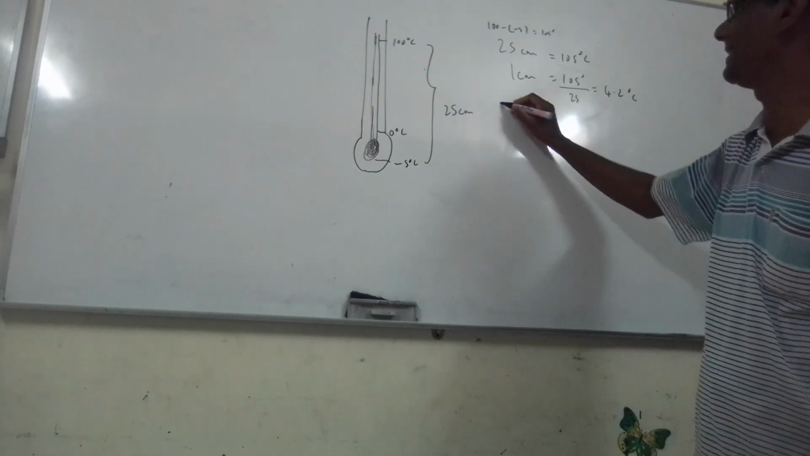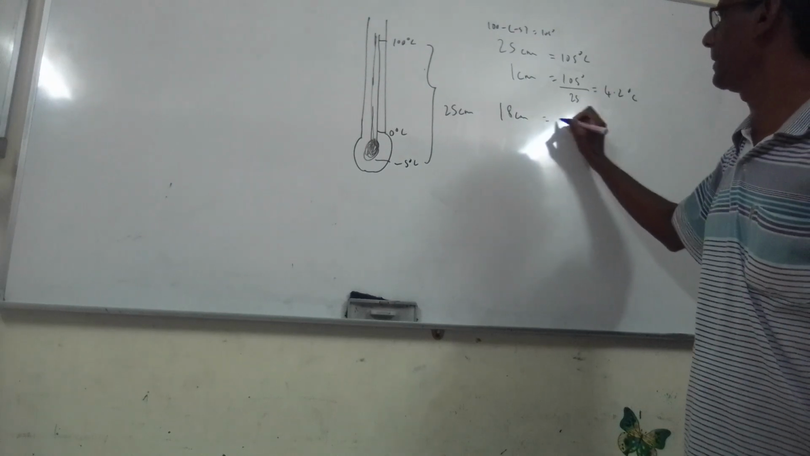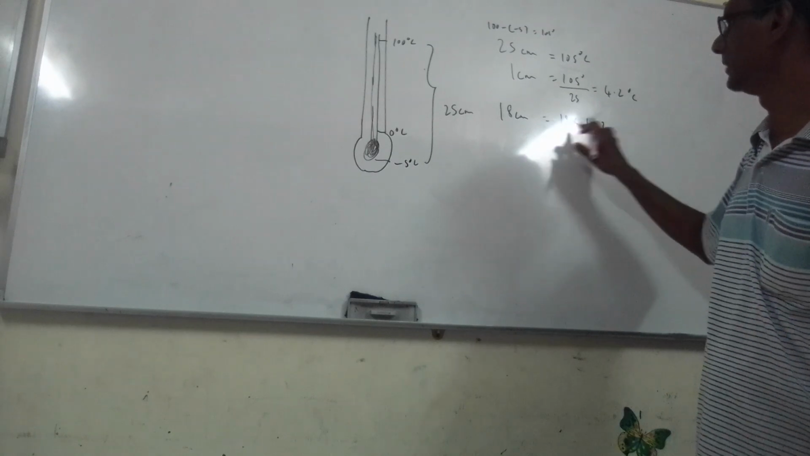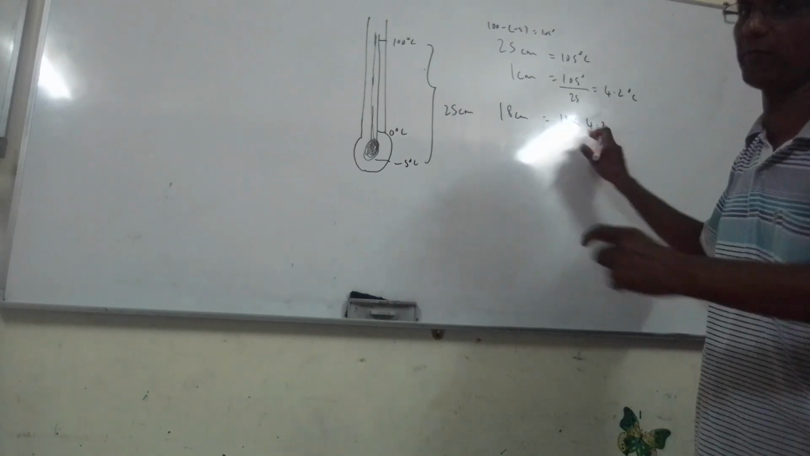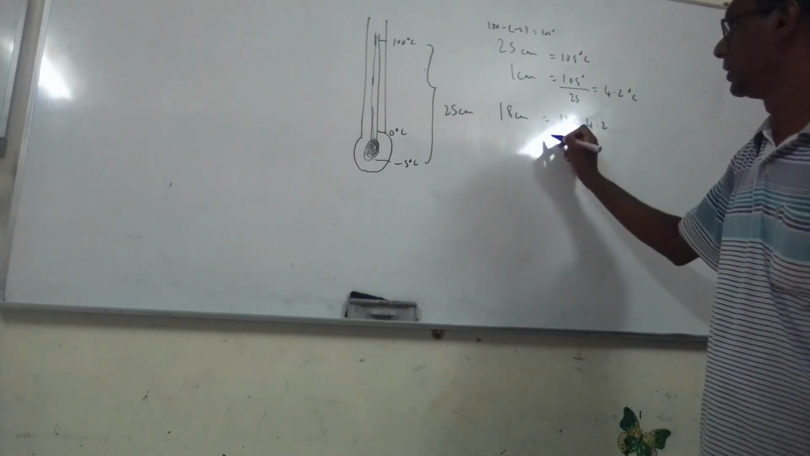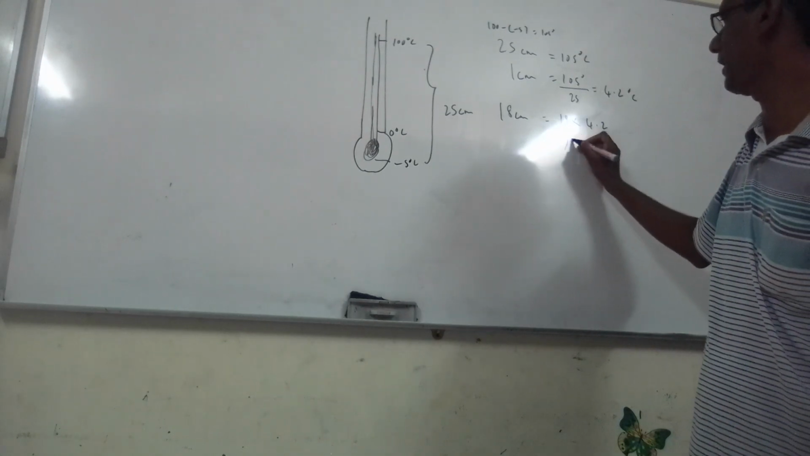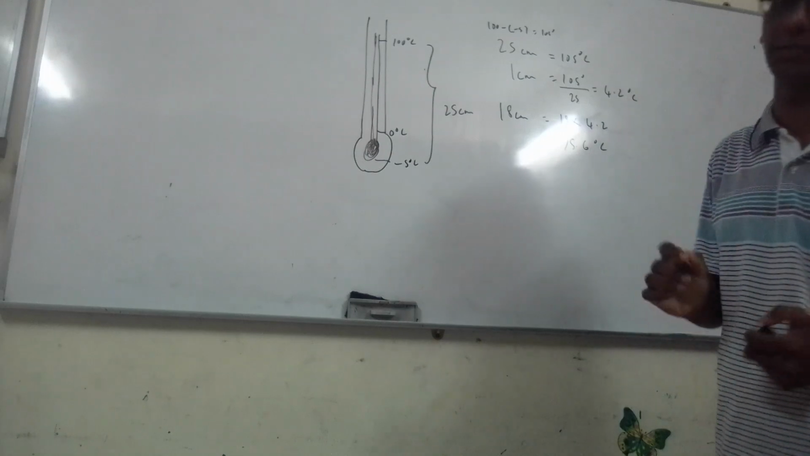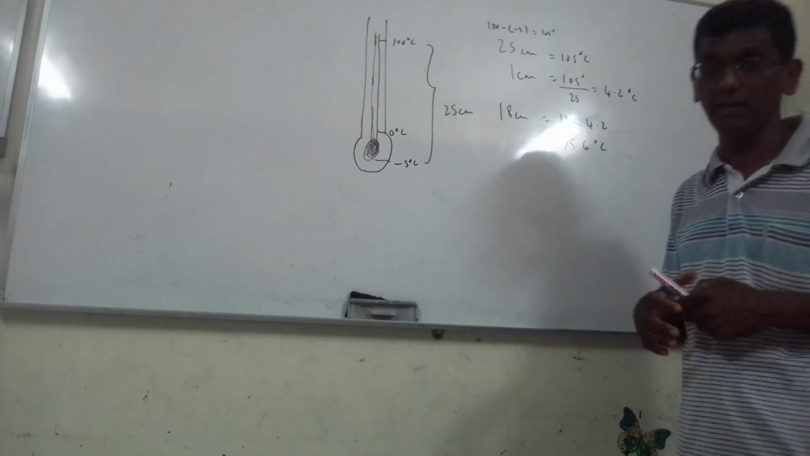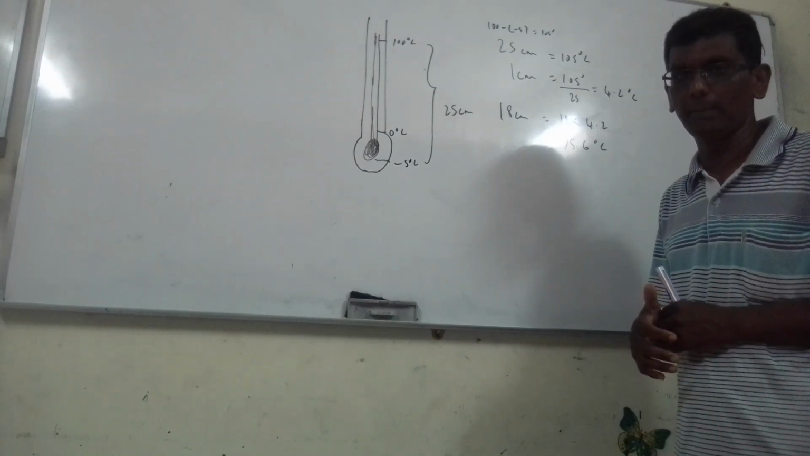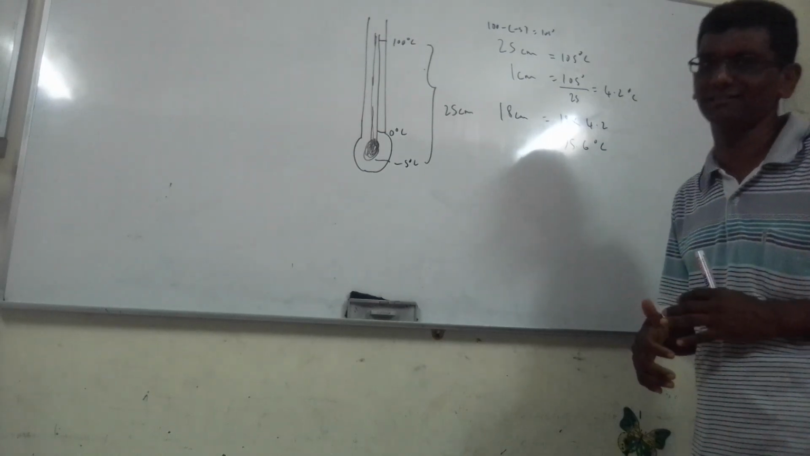So for 18 cm, we multiply 18 times 4.2. For 18 cm, the temperature equals 75.6 degrees Celsius. Okay, but that is not the actual temperature.